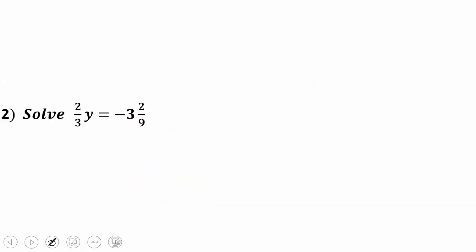Example 2. 2/3 times y is equal to a negative 3 2/9. So I say to myself, I'm multiplying my variable y. Let me get a different color. I've been using the same color for a while. I'm multiplying y by 2/3. The inverse of that is to divide by 2/3.